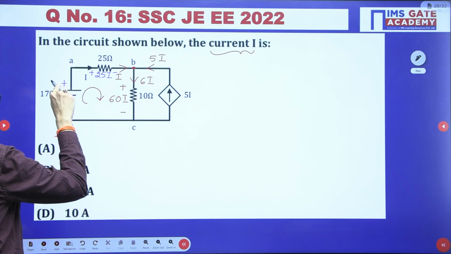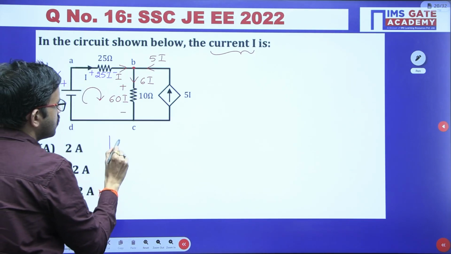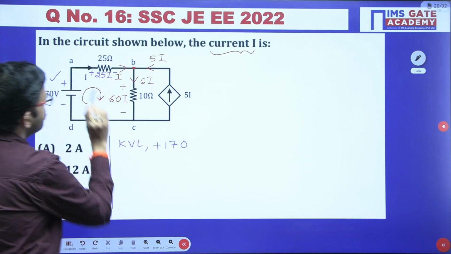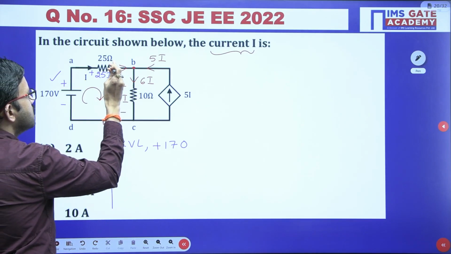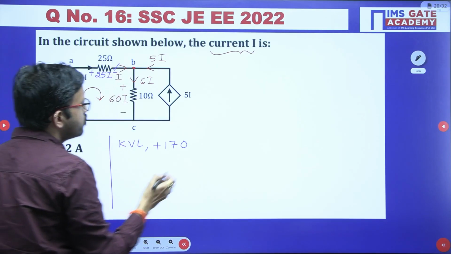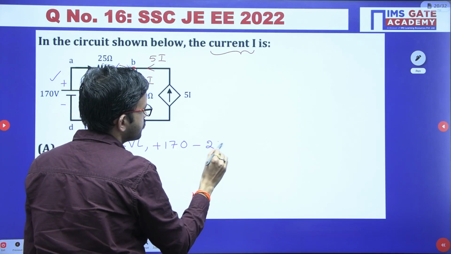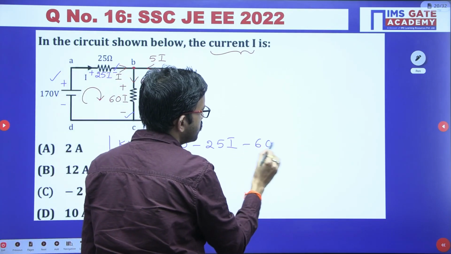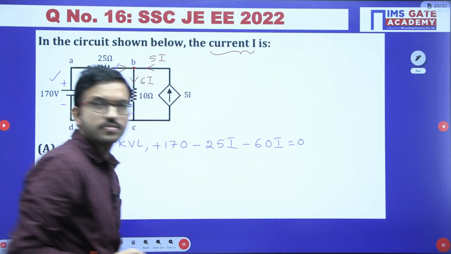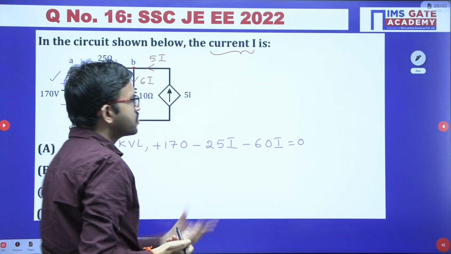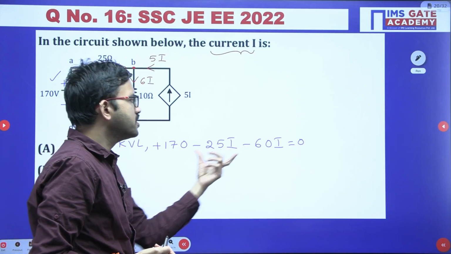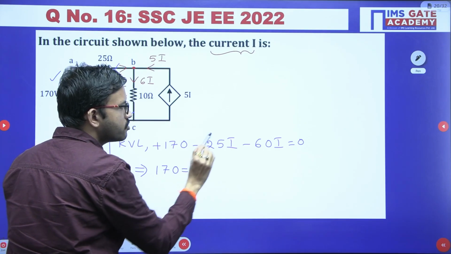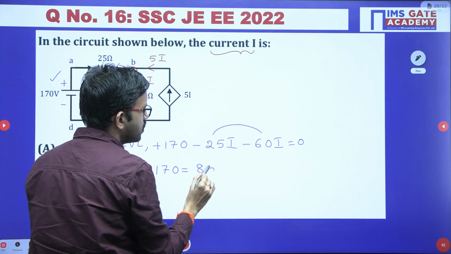Minus to plus, 170, then plus to minus, that is minus 25I, then plus to minus, minus 60I is equal to 0. Now once again just like the previous question, these two have negative sign, that means we can add both. So from here what we are getting, 170 equal to 25 plus 60, that is 85 into I.